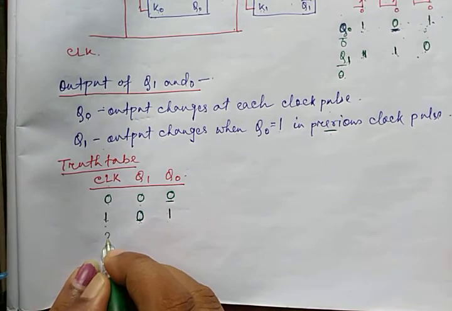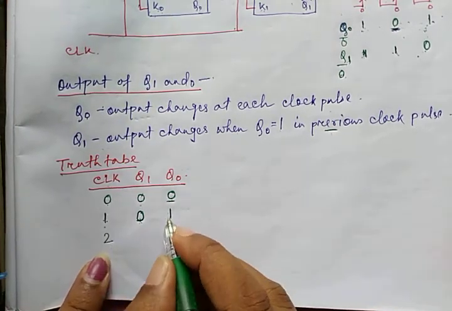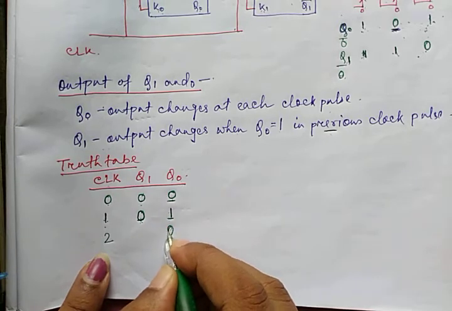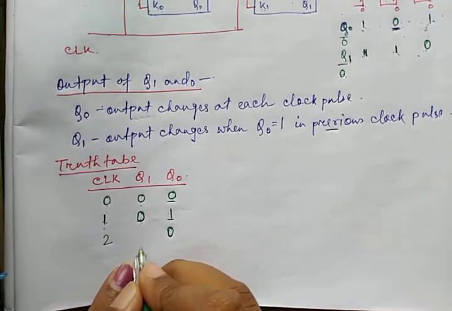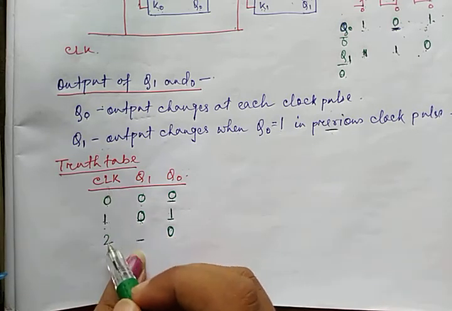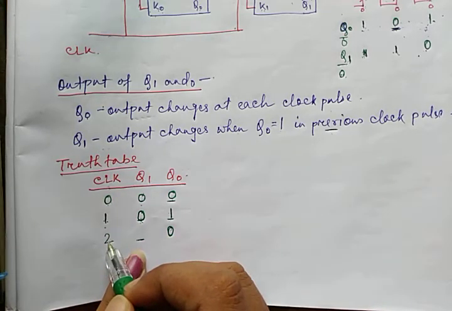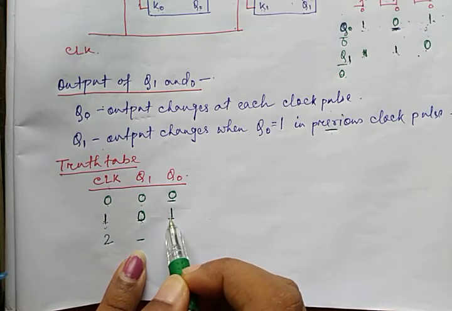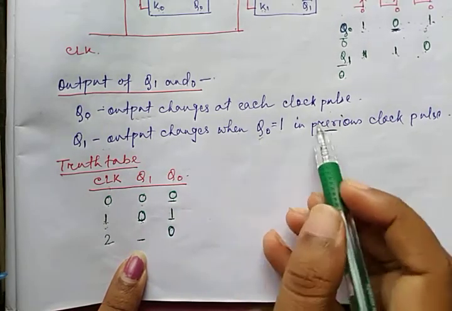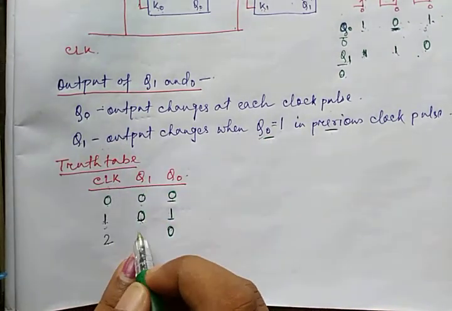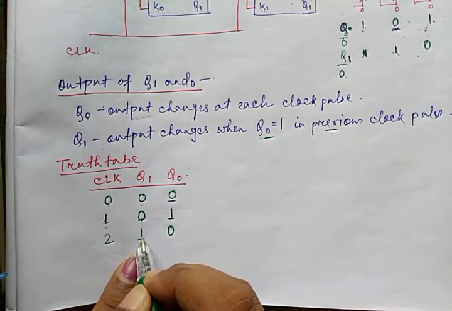Again for the next clock pulse, Q0 toggles, that means as its previous value is 1, now it will be 0. And for the Q1 value we have to check, as the clock is in the second clock pulse, so we have to check clock 1. For clock 1, Q0 is 1. Okay, so we know that if in the previous clock pulse Q0 is 1, Q1 changes. That means Q1 changes, its previous value is 0, now it will be 1.